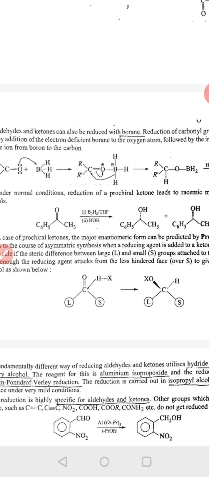Here the hydride transfer occurs from a secondary alcohol. Earlier we have read about lithium aluminium hydride and sodium borohydride, and this is the third method in which there is hydride ion transfer from a secondary alcohol to the carbonyl group. And the reagent we use in this kind of reduction is aluminium isopropoxide. This reduction is very specific, and other groups which are susceptible to reduction, if they are present in the carbonyl compound, are not reduced, and reduction occurs only at the carbonyl center.